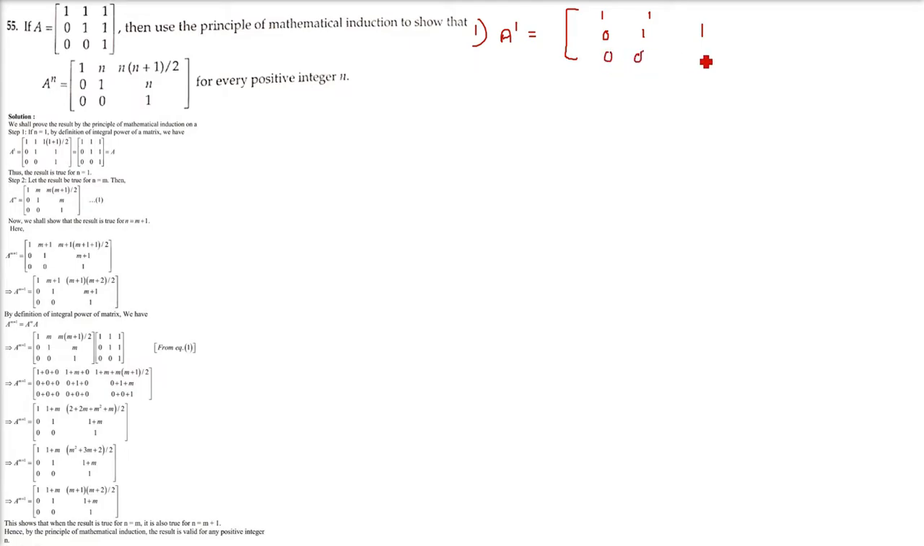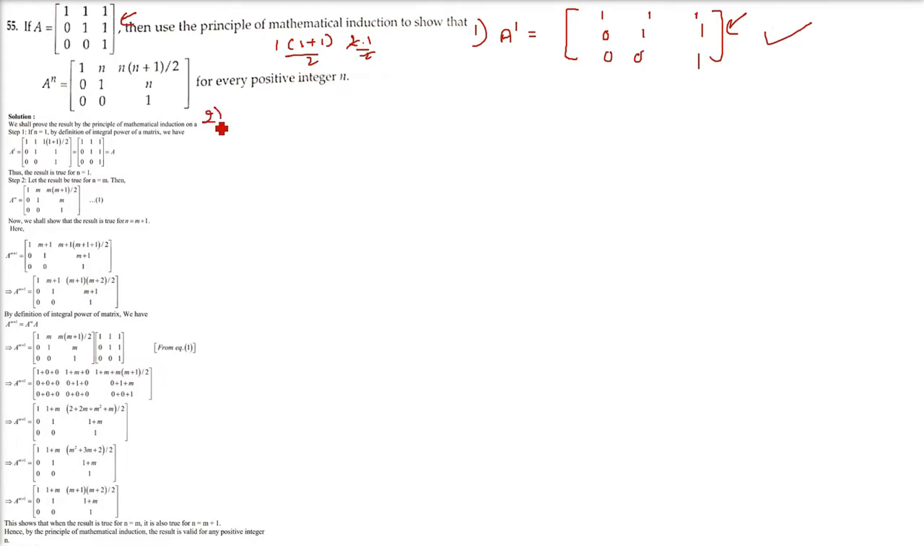N plus 1 by 2, 1 plus 1 by 2, that is 2 by 2, that is 1. So what do you get? It is 1. So this one is exactly similar to A. And A is nothing but A raised to the power 1.